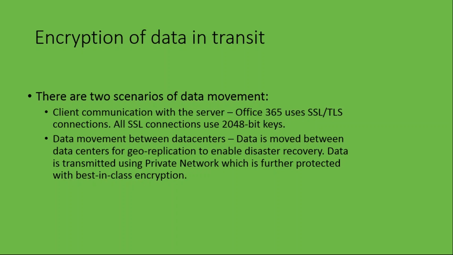Another scenario is data movement between data centers. Microsoft keeps data copies in different data centers or on different servers, so that in case of any disaster they can enable disaster recovery and geo-replication. For these reasons, data moves across different data centers. Even during this time, data is fully secured by using a private network, and it is further protected with best-in-class encryption. So whether data is moving between client and server, between servers, or across data centers, it is fully secured.